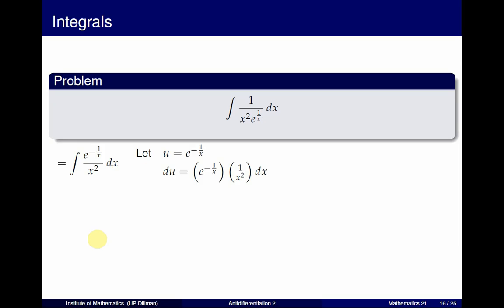Then du is e to the negative 1 over x times 1 over x squared dx. 1 over x squared is the derivative of negative 1 over x. And notice that this whole thing is just the integrand. So that means by substitution, our integral just becomes the integral of du. It's just the integral of 1 du. So the integral is u plus c. And finally, we substitute back u equals e to the negative 1 over x. So the final answer is e to the negative 1 over x plus c.